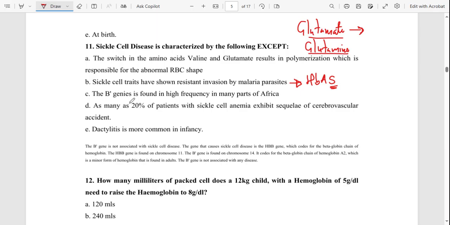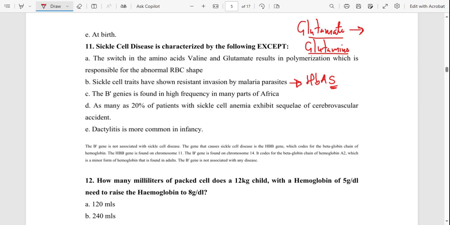The beta prime gene is found in high frequency in many parts of Africa. Now, if it is the beta S gene, yes, it's supposed to be found in high frequency, because this is actually the same thing that is protective from malaria in Africa. All right. So if it was supposed to be the beta S gene, it would have been correct.